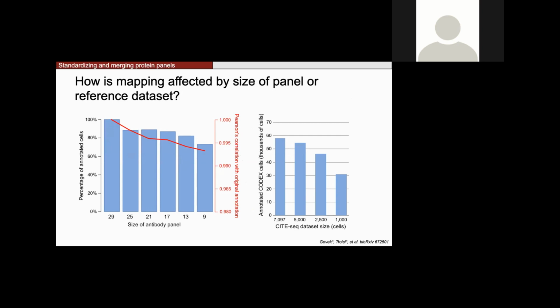And we see that as we decrease the size of the antibody panel or the reference data set, the number of codex cells that do get mapped to by any site-seq cell decreases. So the number of annotated cells in codex goes down, but the correlation between their annotations and their original annotations stays pretty high. So we can be confident in the cells that do end up getting annotated, even as we decrease the size of the panel or the reference data set.